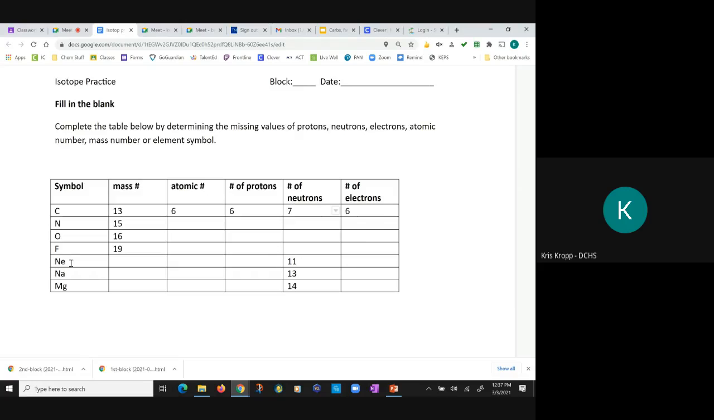Okay, I'm going to jump down here. Let's look at Ne. Listen closely. I'm not doing the second one. I'm jumping down the page here a little bit. Ne. Find Ne on your periodic table. We're going to start this one the same way. Once you find Ne, we can determine the atomic number. What is the atomic number of Ne?